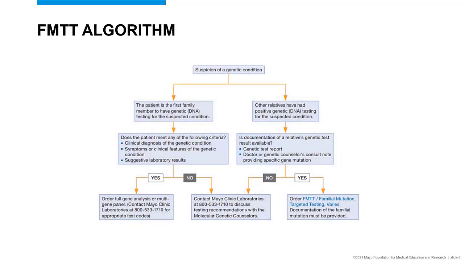Here is a helpful testing algorithm for FMTT. FMTT is available when there is provided documentation for a variant of interest. On the other hand, if there is no familial diagnosis, but there is a clear phenotype in the patient or family, multi-gene panel or single-gene testing may be the most appropriate test. If there is a familial diagnosis without a genetic test report, or if the patient does not fully meet testing criteria, you may contact the genetic counselors to discuss the most appropriate testing strategy for your patient.